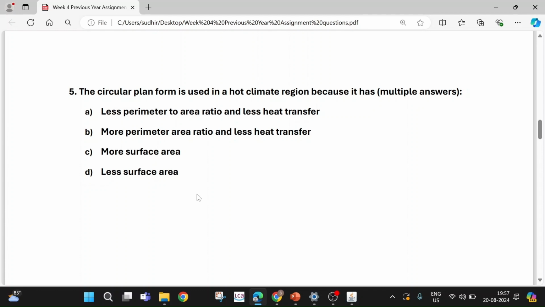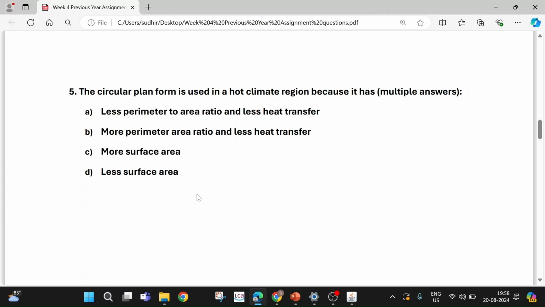So more perimeter will not be the right answer. That is only less perimeter to area ratio and less heat transfer. That is option A and option D. So Sarajji was absolutely right. So A and D is the right answer. More perimeter means there will be more surface area. Everybody is agreeing with the answer. Yes, sir.